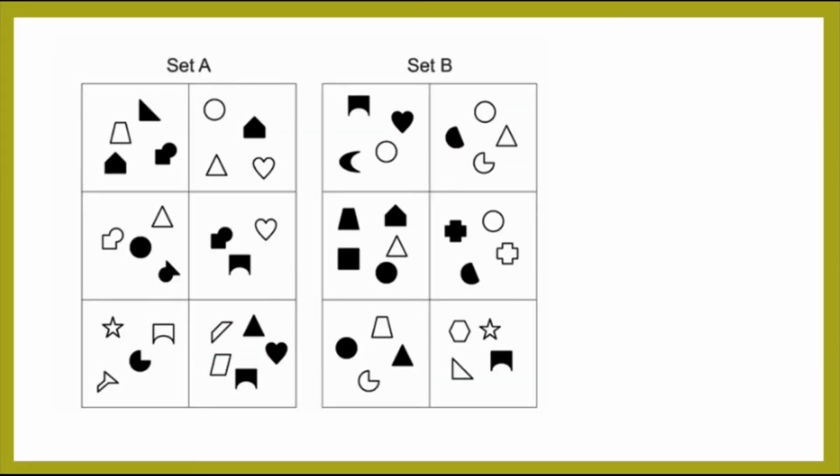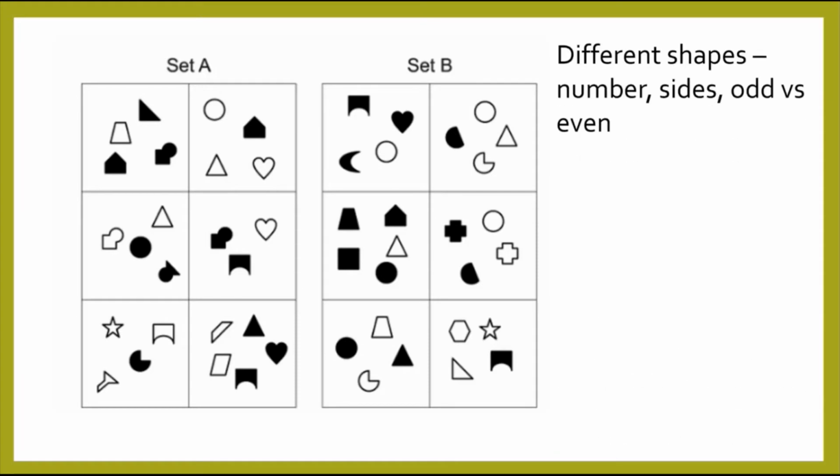Alright, so in this set we can see a lot of different shapes. We can see two colors, white or black, and they are mostly different shapes. We can't really see the same type of shape in all of the boxes. So when we see different shapes, what we should be thinking of is the number, which I'll go through in more detail in a bit, and the number of sides as well, odd versus even. It can be prime as well.